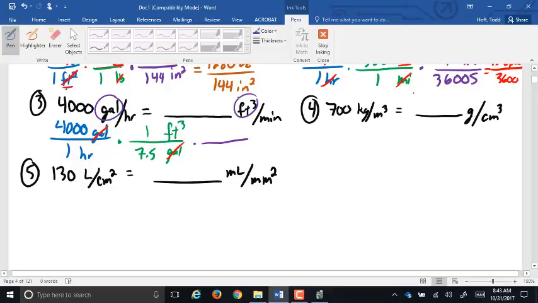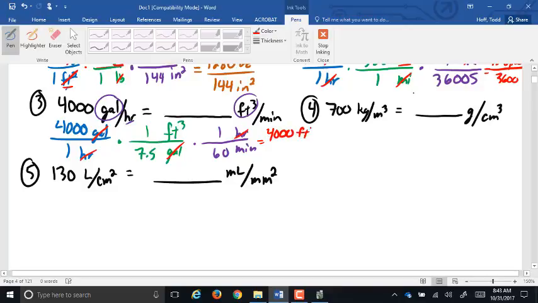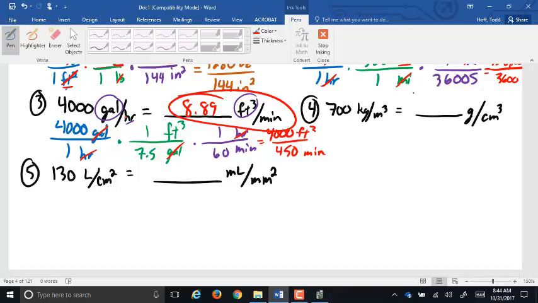We converted the gallons to cubic feet. Hours to minutes. 1 hour is 60 minutes. So the hours are gone there. 4,000 times 1 cubic foot is 4,000 cubic feet. On bottom, we've got 1 times 7.5 times 60 minutes is 450 minutes, which is what, 8.89 cubic feet per minute? Is that right? That's not a bad pump. 9 to 12 cubic feet a minute is a pretty good water pump.